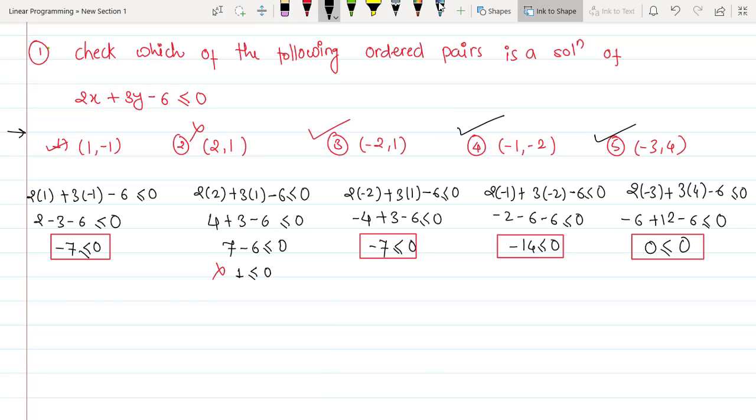So this one is done, this one is done, this one is done. Only this one is not a solution. Rest all are the solutions. I hope you have understood this. So this is the first approach, using the traditional method. What will be the next approach? Let's see what the next approach is.